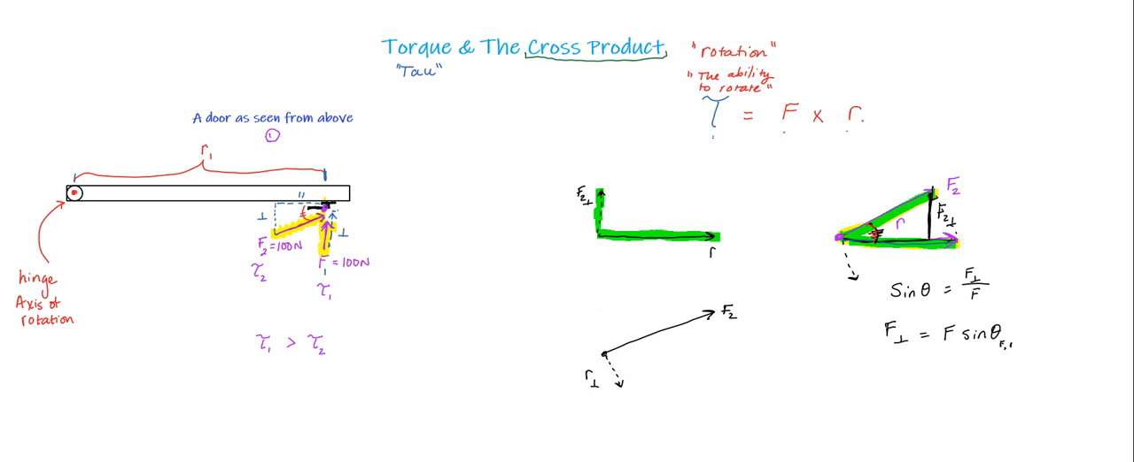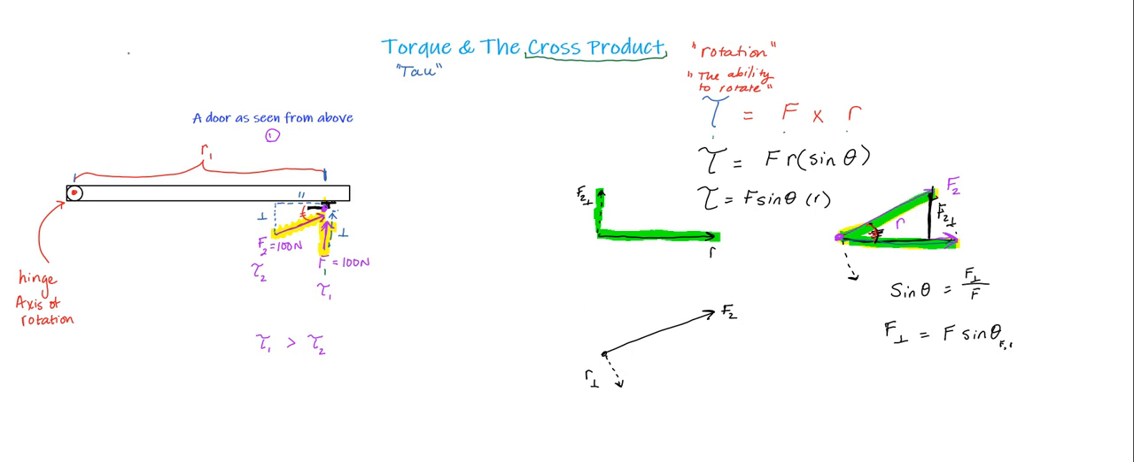So when I do this cross product, what I'm going to say is tau is equal to f r sine theta. Theta being the angle between f and r. Now it doesn't matter if I write it this way, nor if I write it as f sine theta times r, because multiplication is commutative. So the fact that the sine theta is at the end here just goes to show that it doesn't matter which one of these it's paired to, you'll still get the same answer.